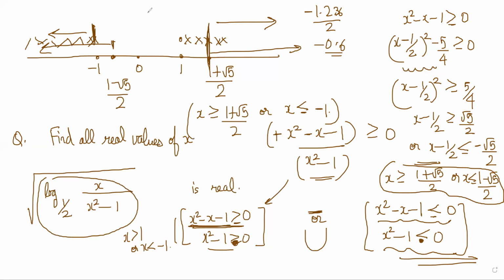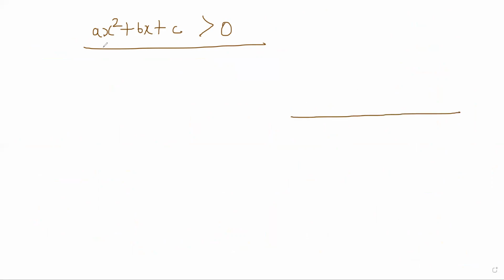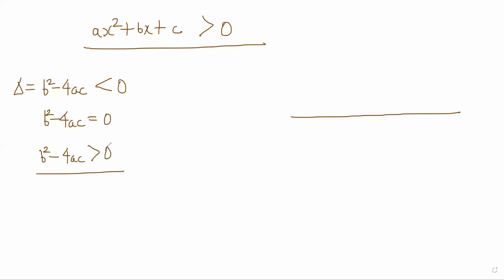So the key thing here is to be able to solve quadratic inequalities. One nice way to solve it is to realize the graph of the quadratic, depending on the discriminant value b square minus 4ac. If the discriminant is less than 0, there are no real roots, right? Yes. If b square minus 4ac is equal to 0, then the graph will touch the x-axis. And if this is greater than 0, the graph will cut the x-axis at 2 points, right?